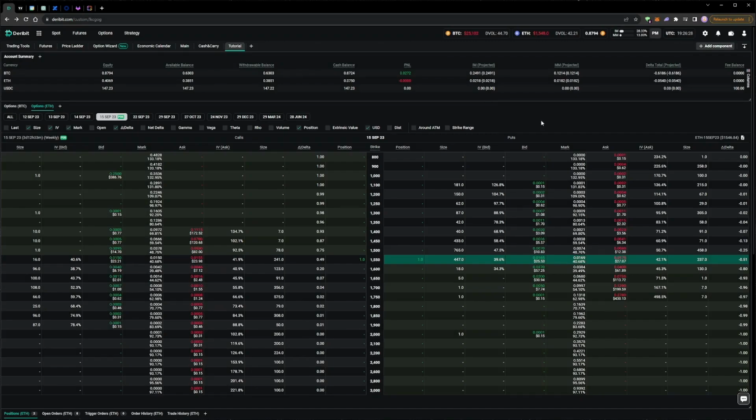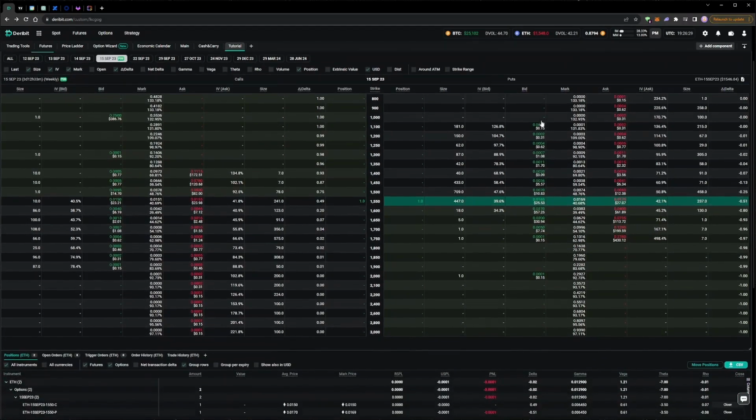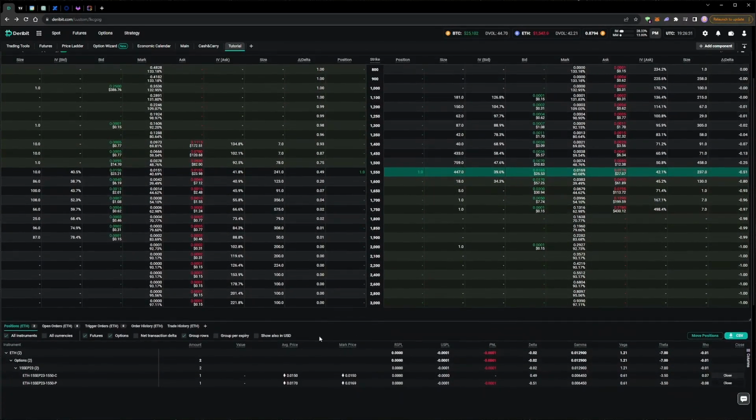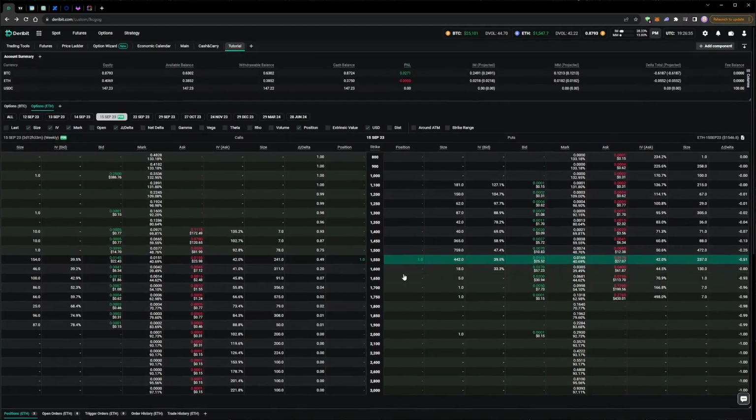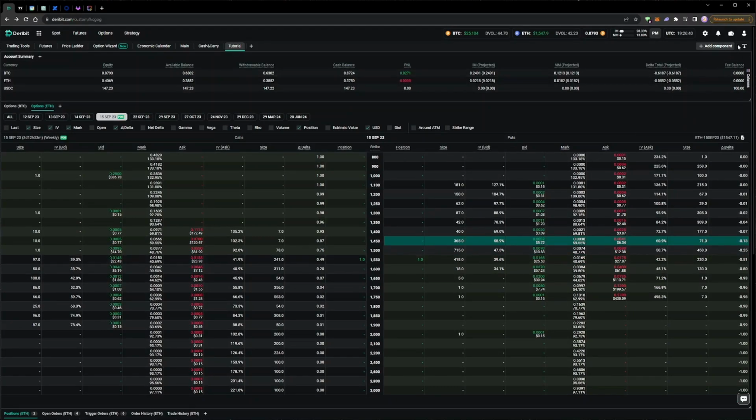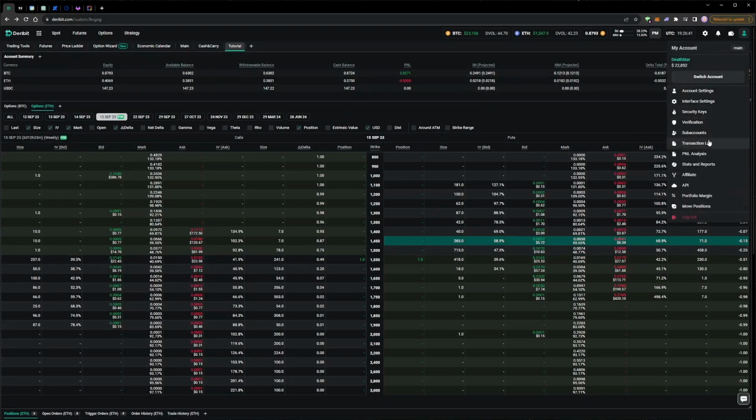We are now long both the 1,550 call and the 1,550 put, and we can see both in the positions table below the option chain. If we ever need to look back and see any of our transaction details for any of these trades, we can navigate to the transaction log from the top right menu.